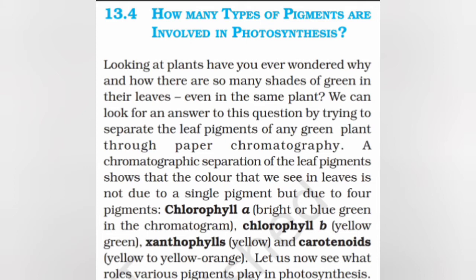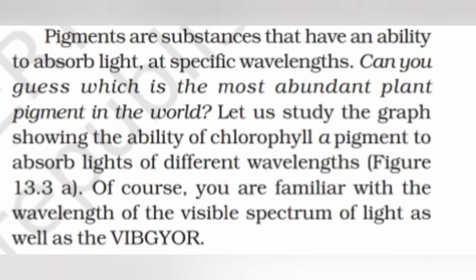Let us now see what roles these various pigments play in the process of photosynthesis. Pigments are substances that have an ability to absorb light at specific wavelengths. Can you guess which is the most abundant plant pigment in the world? Yes, chlorophyll A. It is the most abundant plant pigment because it absorbs light of different wavelengths.